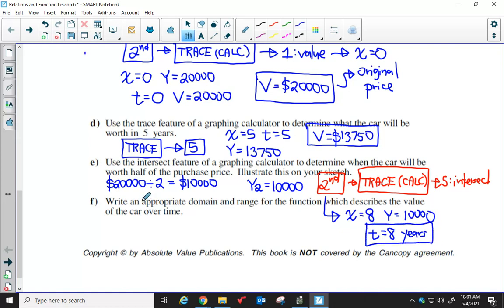F, write an appropriate domain and range for this function that describes the value of the car over time. Okay, so let's do the domain first.